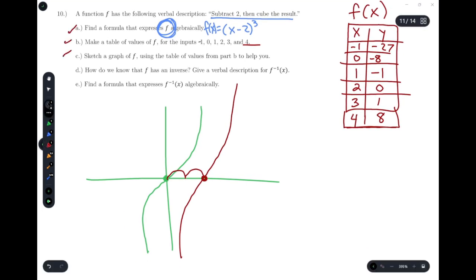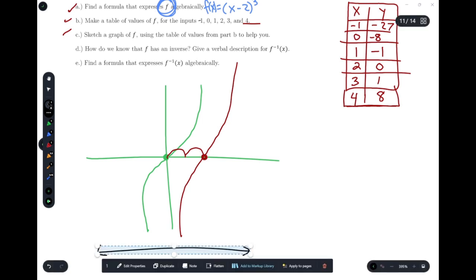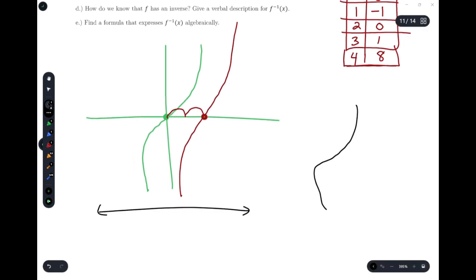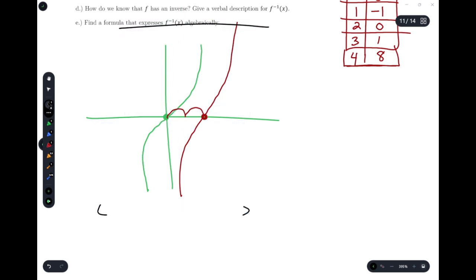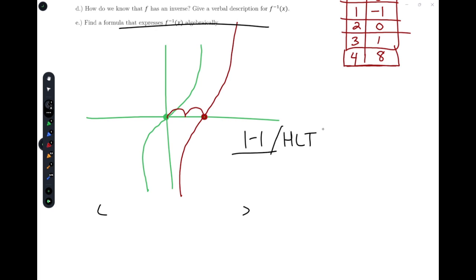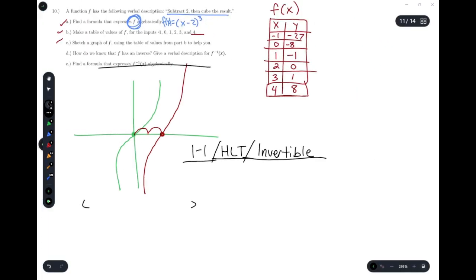Check. How do we know? Oh, that's the hard one. How do we know it has an inverse? That's the easiest way to know right there. I know what the toolkit function or the parent function looks like, and I know that this is just a horizontal shift which does not affect the shape at all. Therefore, I know that if I run a horizontal line up it, that means it is 1-to-1, which because of the HLT means it is invertible, is the cool word. Invertible. 1-to-1, horizontal line test, invertible.